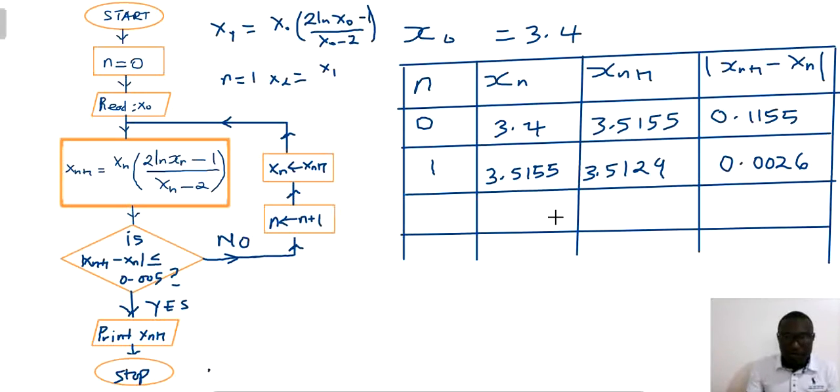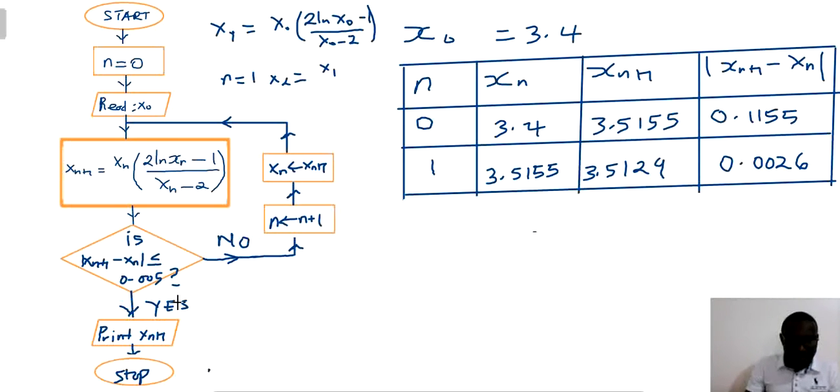0.0026. When you check on this, the error here, we are still in the decision box, is the calculated value less than the maximum possible error? This here is 0.0026 and this here is 0.005. So when you compare the two values, this is less than 0.005. So it is yes. They calculated the error, which is this, is less than 0.005. So that means we are going to print xn plus 1.